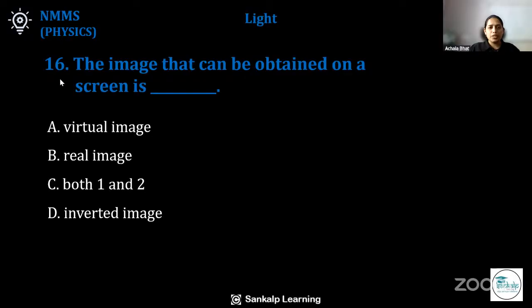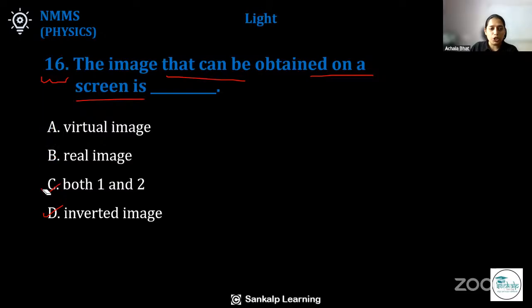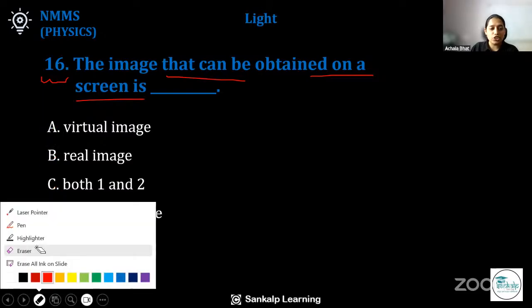Let us see question number 16 of NMMS Physics chapter Light. The image that can be obtained on a screen is dash. Option A, virtual image, B, real image, C, both 1 and 2, D, inverted image. Okay, image that can be obtained on a screen is called, yes, real image. Option B is correct.